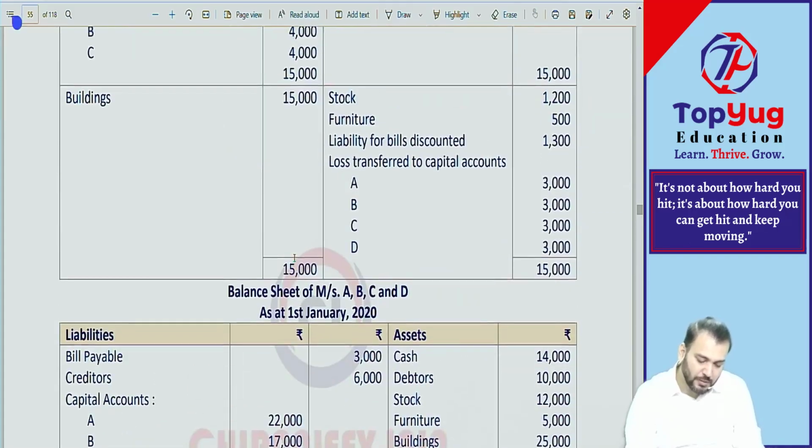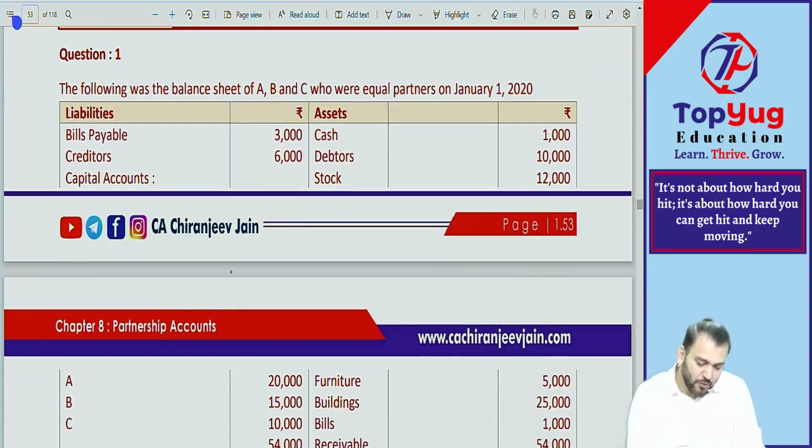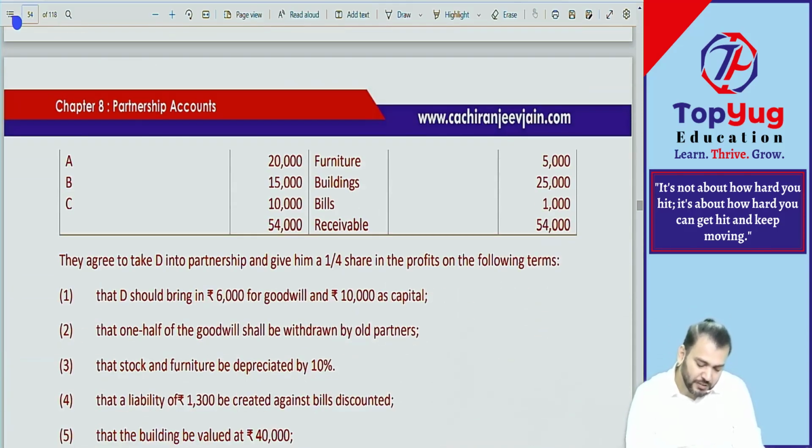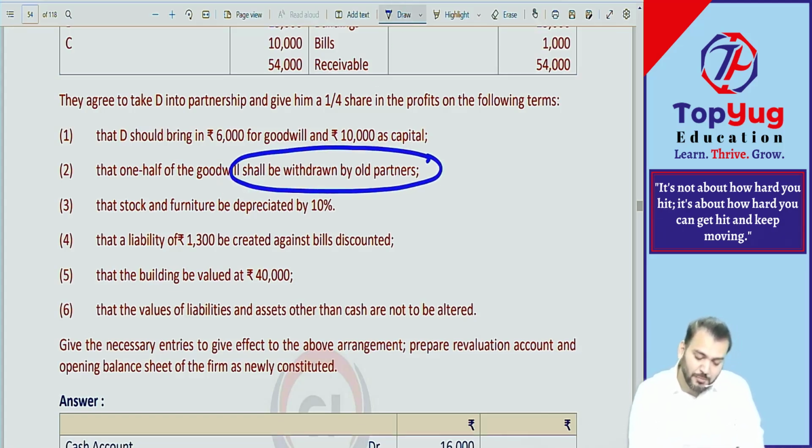So come to question number 1. The following was the balance sheet of ABC. They agreed to take D into partnership and give 1/4 share of profit. This would bring 60,000: 6,000 for goodwill and 10,000 as capital. One half of the goodwill shall be withdrawn by the old partner. First time they are asking this. It means whatever is the share of the sacrificing partner, half of that will be withdrawn. The total amount will not be withdrawn.